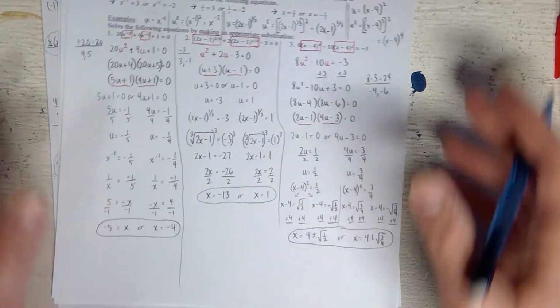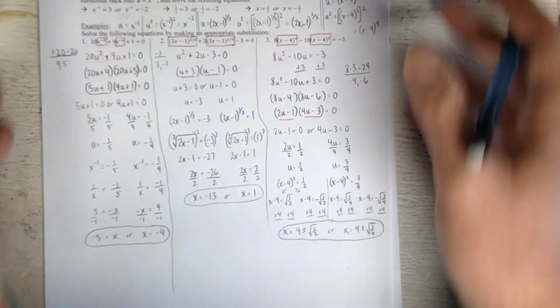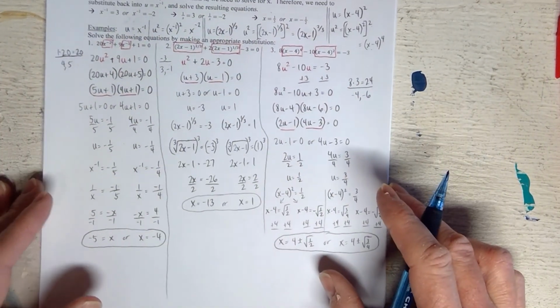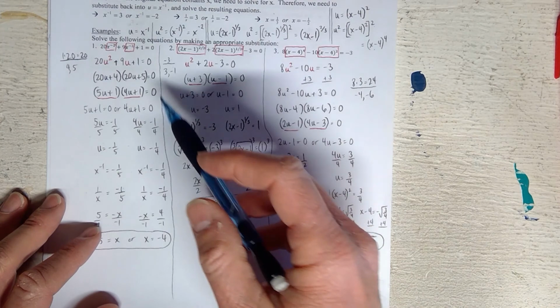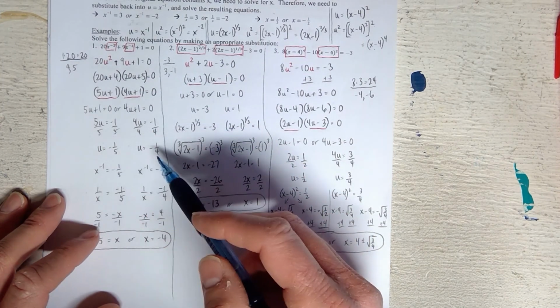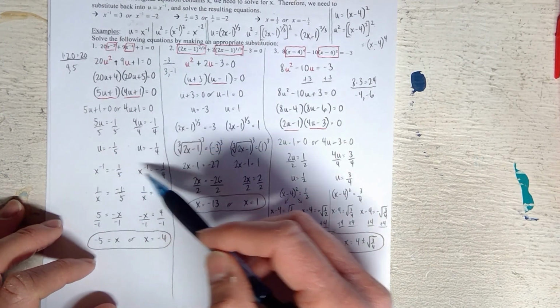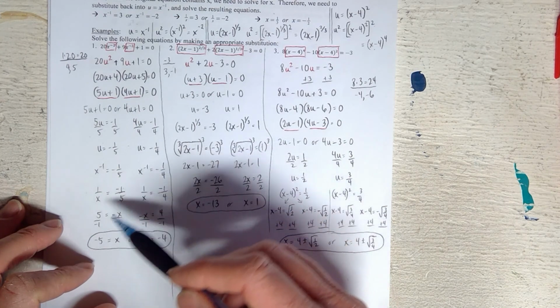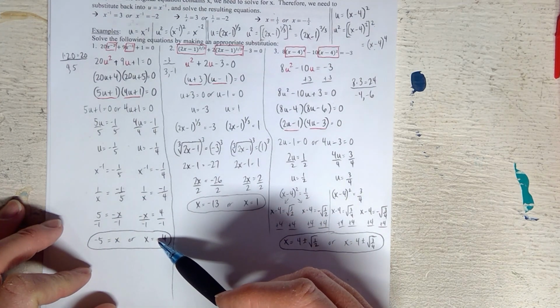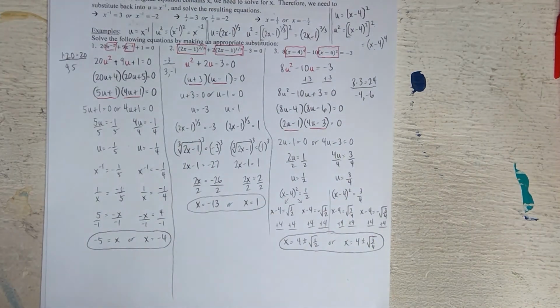So that concludes this section here. Again, the key thing is use your u, solve for u, and then back substitute what u was originally equal to. Remember, you have to solve for the original variable x in the end.